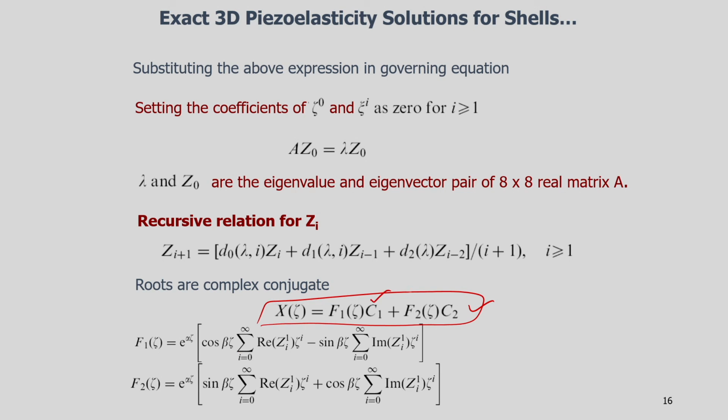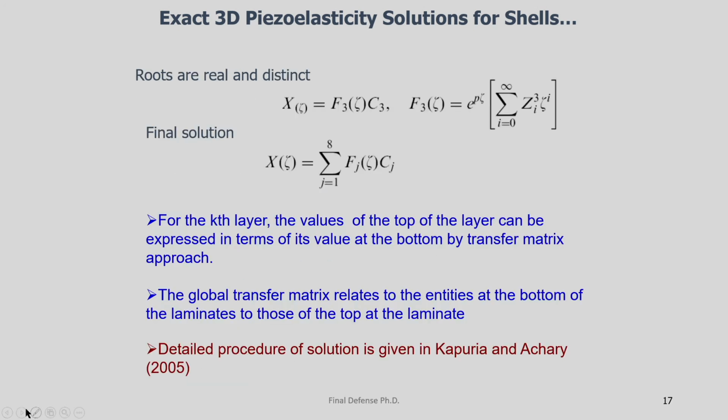Here C1 and C2 are arbitrary constants that can be found by satisfying the boundary conditions at the top and bottom. The detailed solution procedures you can find in Kapuria and Achari's paper, and in Kapuria and Kumari's paper also, where we have solved the 3-dimensional solution of an infinite length shell.